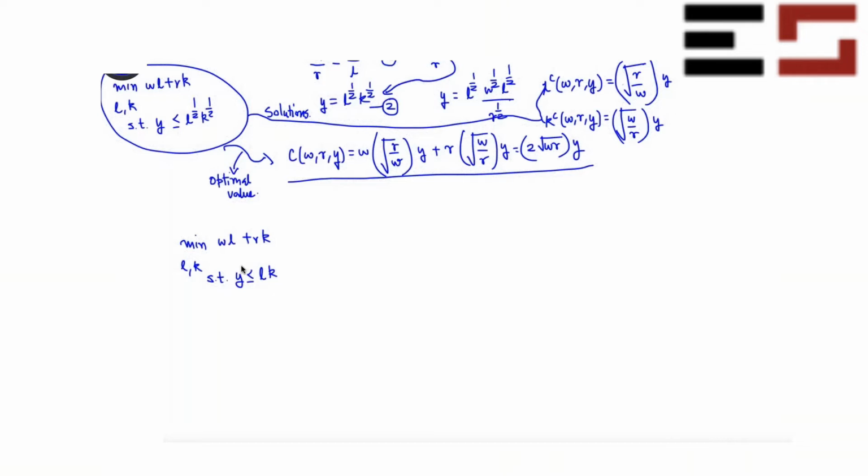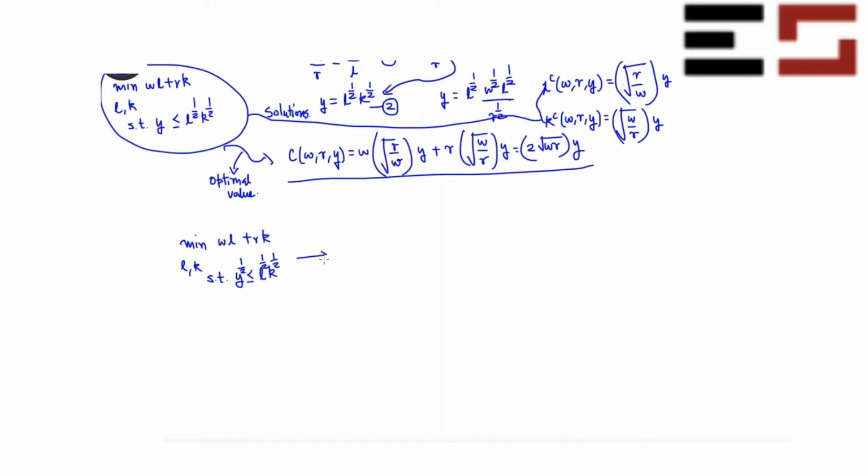Okay, so I'm going to get what? Y to the power half is less than or equal to L to the power half into K to the power half. If you see this problem and this problem, the only difference is that here you have to replace y by y to the power half. So all we can do is in all the solutions, you are just going to replace y by y to the power half. That's it.